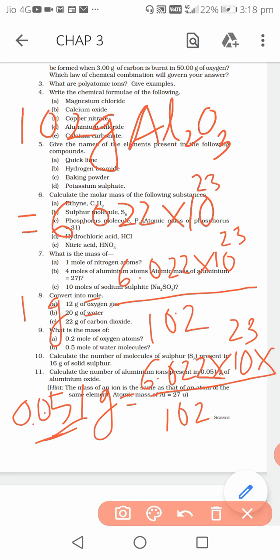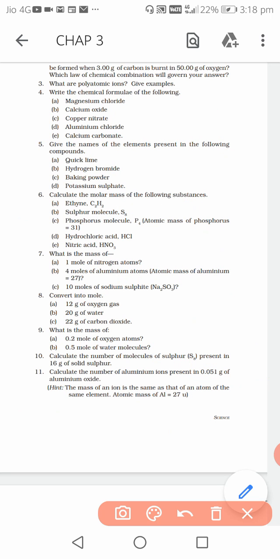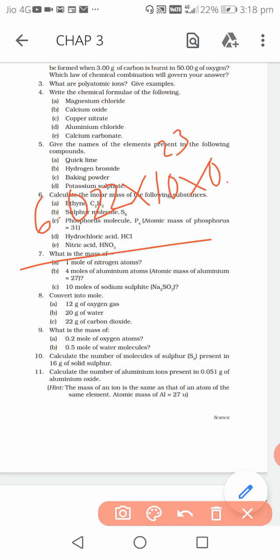So the thing will become like this: 6.022 into 10 to the power 23, this side is 0.051 and it is 102. That was the thing, right? So this is equal to what? This is the number of molecules present in this much gram. Okay, let us calculate it.